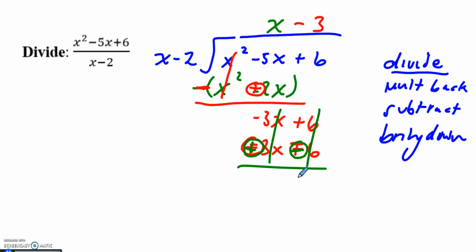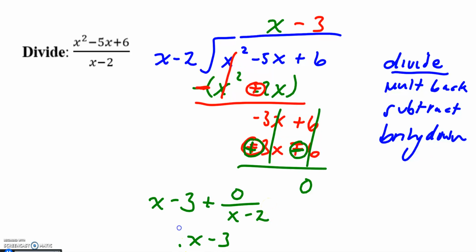Minus 6 cancels, so I end up with 0. So my remainder is 0. So my answer would look like this: x minus 3 is my quotient plus 0 over x minus 2. Now, we don't technically need to write this when we have a 0 remainder, so my answer would really just be x minus 3, but it's just good for the practice.